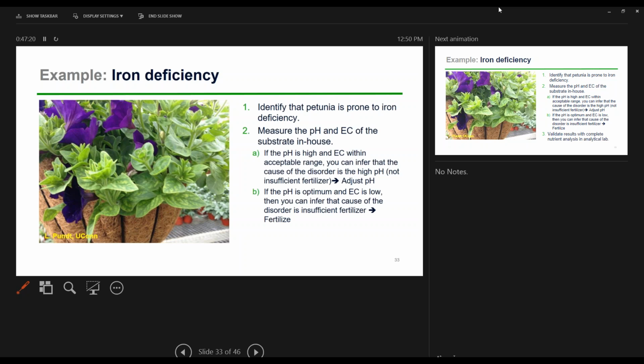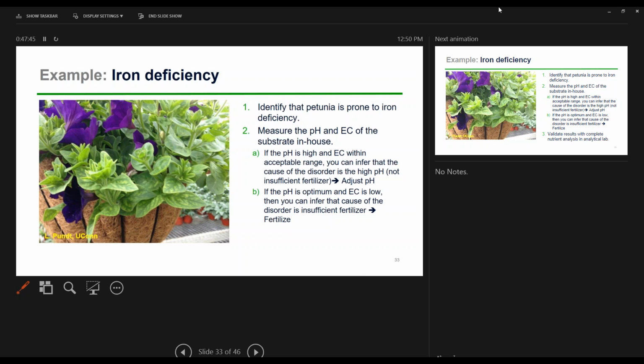You need to make sure you take both measurements, because if the pH is high and the EC is within the acceptable range, you can infer that the cause of the disorder is the high pH and not insufficient fertilizer, right? Even though the plant looks hungry, it's not a lack of fertilizer, but that the pH is off and the nutrients are not available to the crop. So your reaction should be to adjust pH.